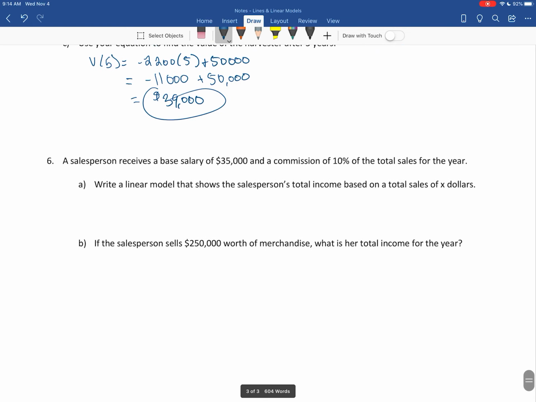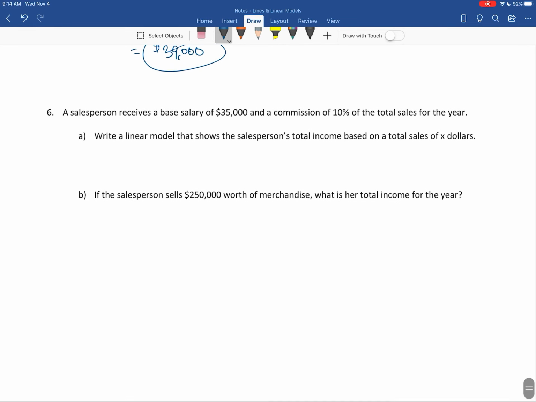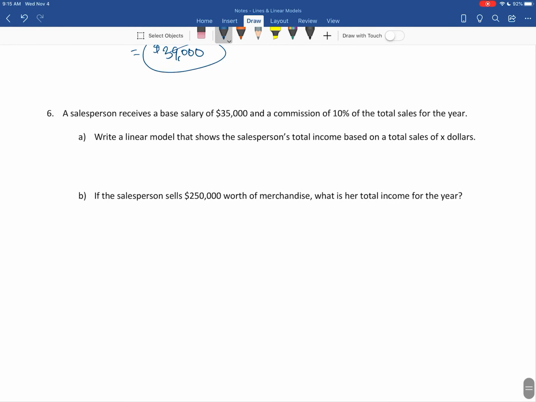Let's do one more example of a linear function application. Something very relevant would be a salesperson receiving a base salary of $35,000 and a commission of 10% of their total sales for the year. So first we want to write a linear model here for their total income based on total sales of X dollars. So again, we've got X being our input in this case. And then we want their total income.